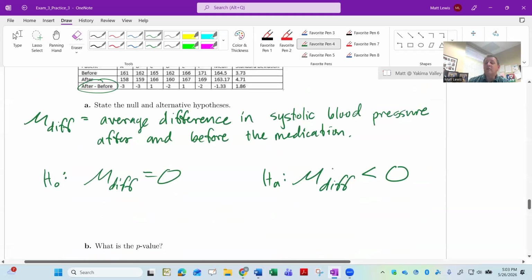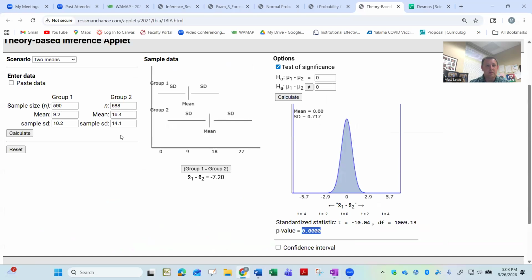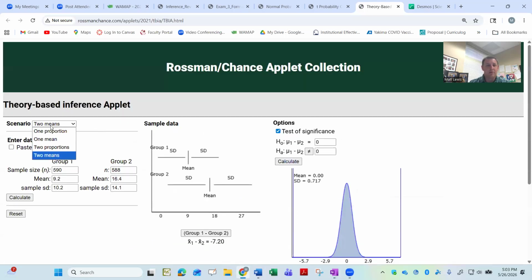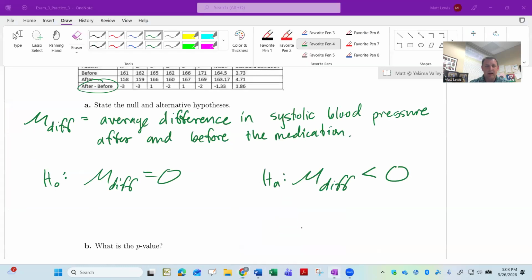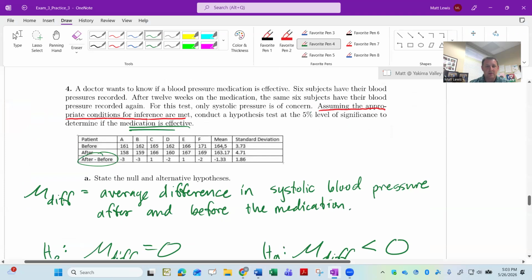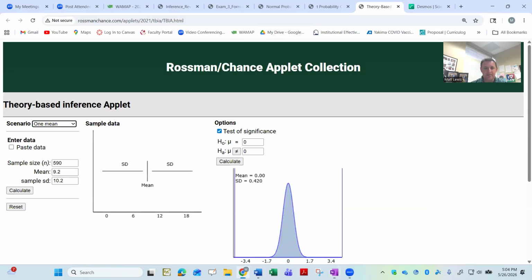So if you're doing a paired data test and you're ready to get the p-value, remember that you're again using the theory-based applet, but you're going to go to a one mean test. This can be a little bit confusing because when I go back here, there's all sorts of information. There's the mean for the before group and the standard deviation for the before group, the mean for the after, the standard deviation for the after, but then it's the mean of the differences and the standard deviation of the differences. So what we need to understand is we are doing it for the differences. Ignore the stuff that goes above. All that really matters is that negative 1.33 and the 1.86 standard deviation of differences.